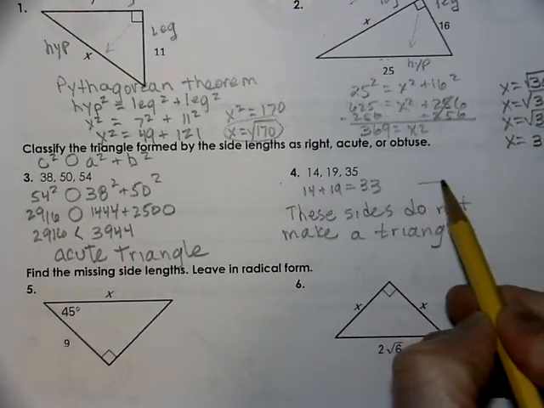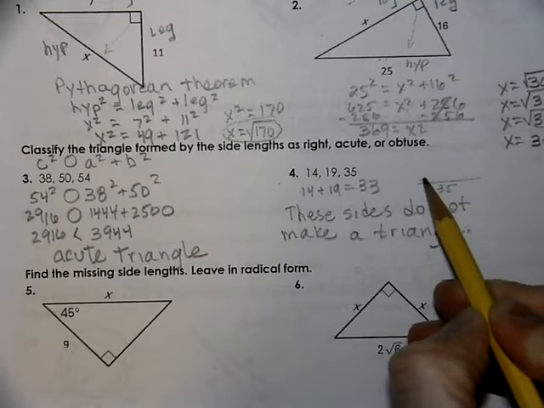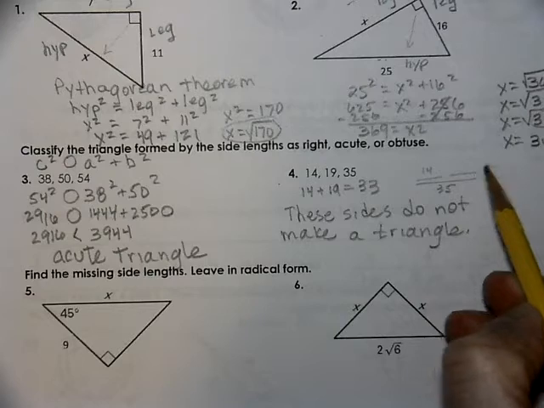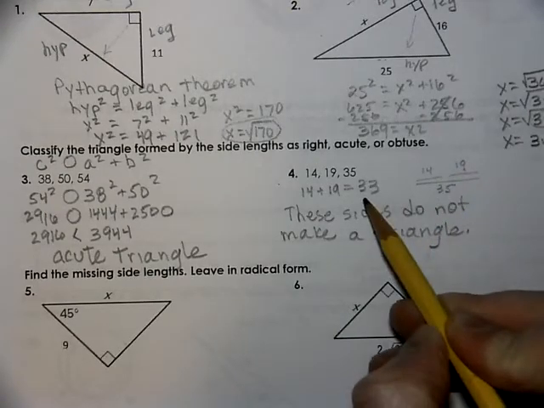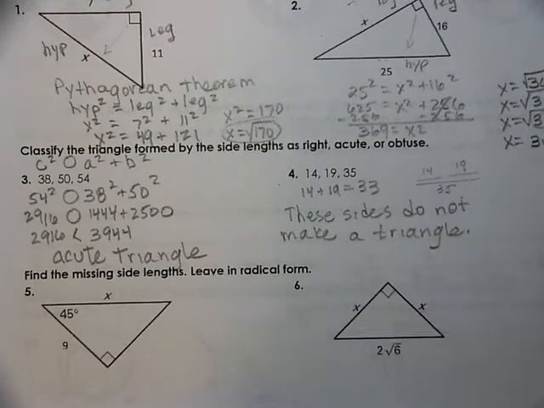In other words, you have your 35, and then you have two other parts, one at 14 and one at 19, and they don't even make 35. They only make 33. So it doesn't make any type of triangle.